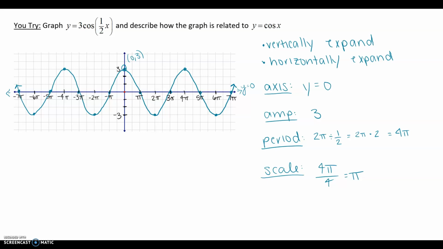Did you graph your axis? Did you plot your starting point at 0, 3 because it's cosine? And did you circle and label your starting point before plotting all of your key points? If you said yes to all these things, then you nailed it. So that's about it. Today, all you guys are working on is really the dilations or expansions. So Monday, we will move on to phase shifts and frequency. So that's it.